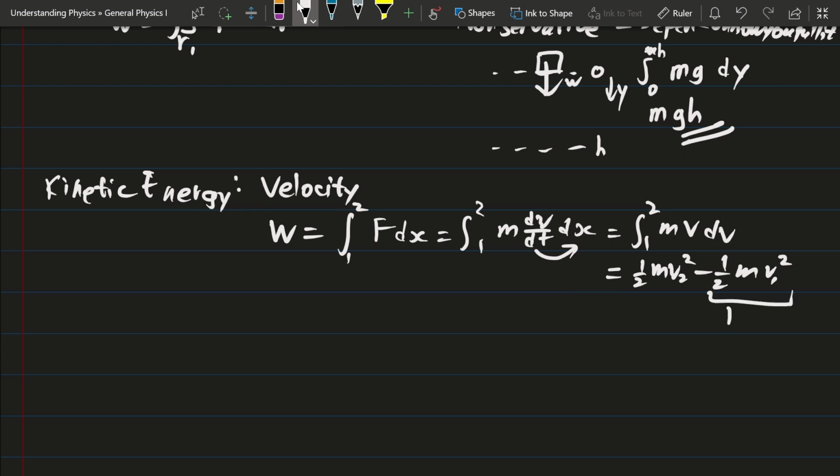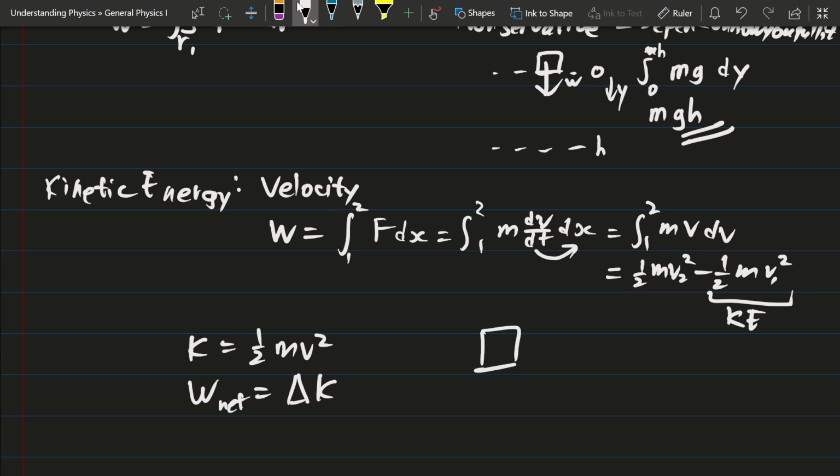And this is what we call kinetic energy. So kinetic energy is half mv squared. And the net work must equal the change in kinetic energy. The way you could think about this is that if you have a system with a certain kinetic energy, let's say K1, and you apply a certain work to this object, it becomes a system with K2, where K2 must be the work plus K1.